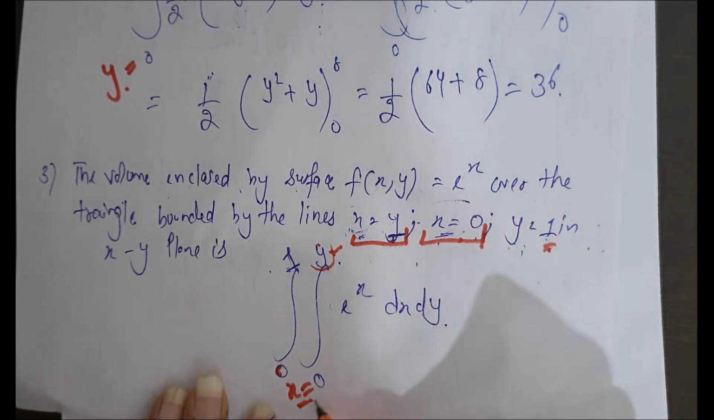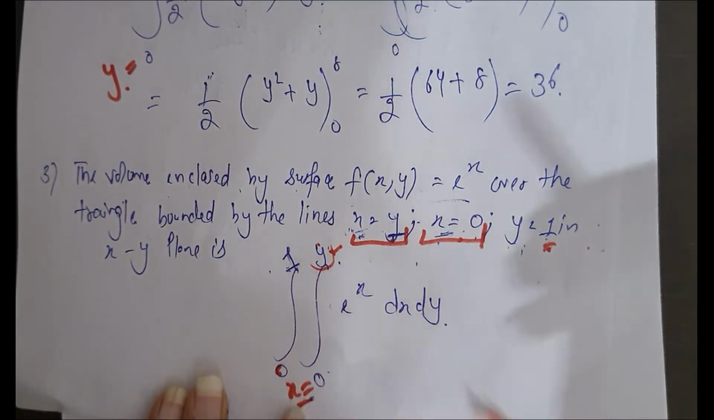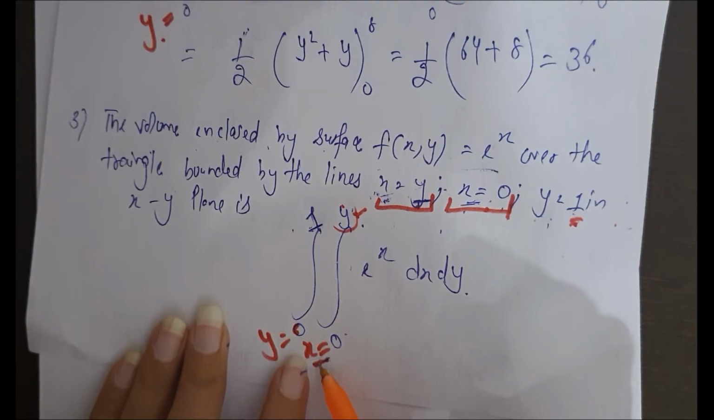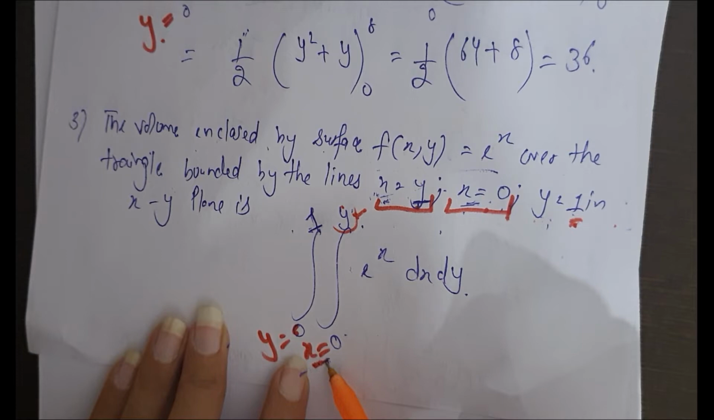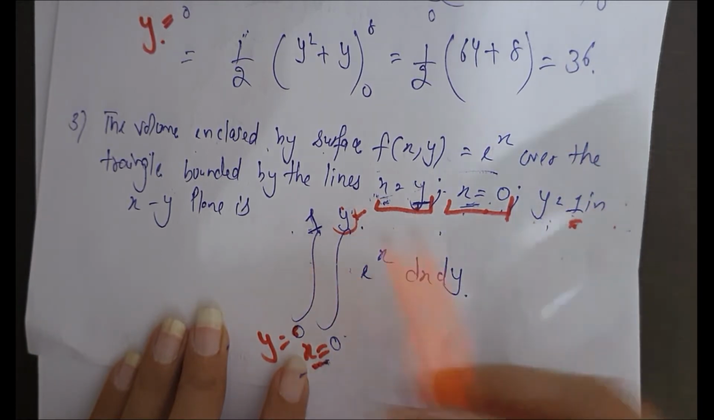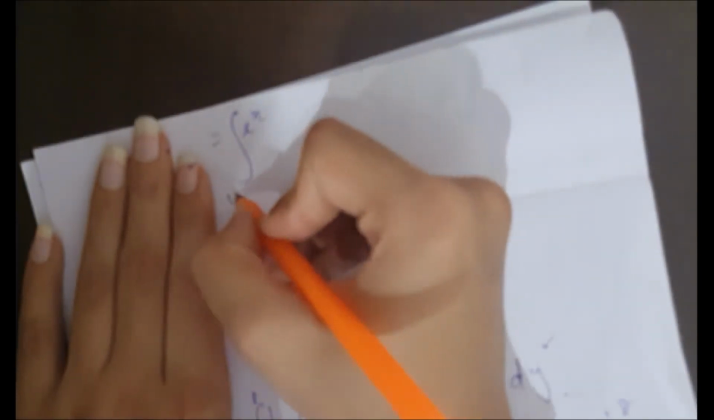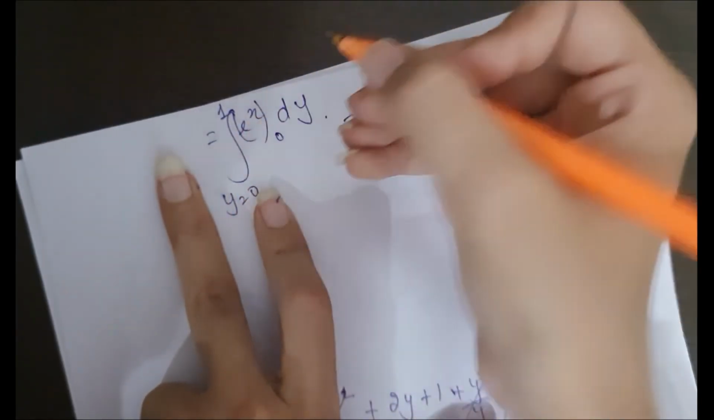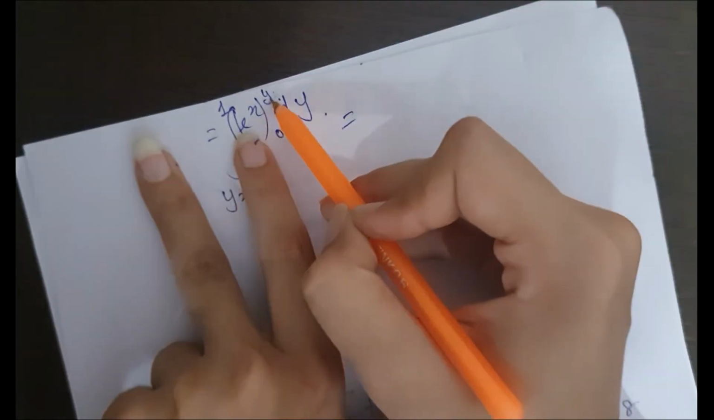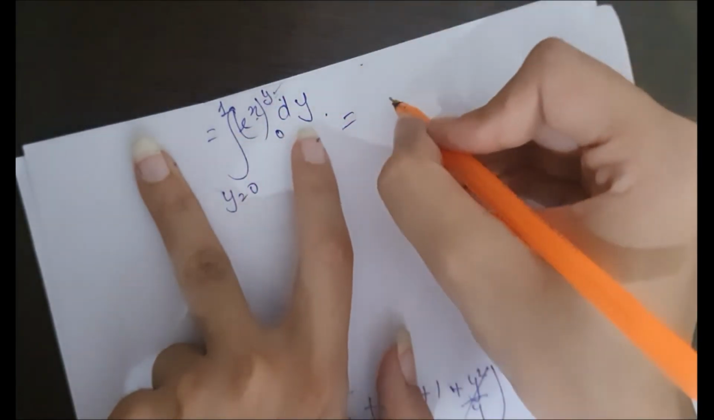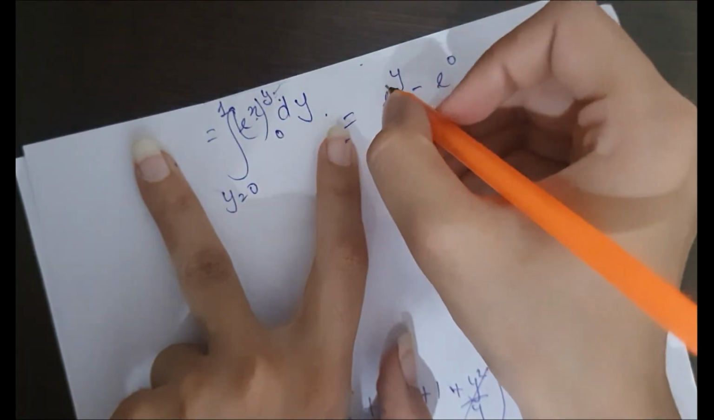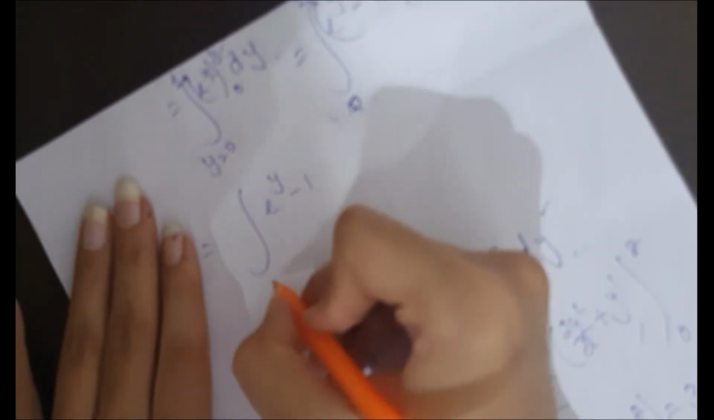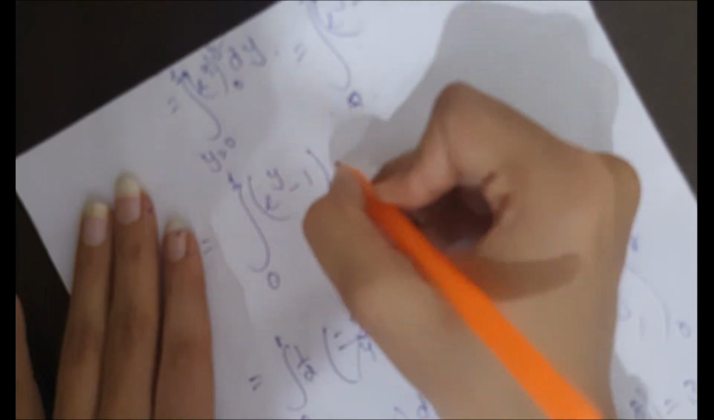Here y is constant and the x limit is variable. Now integrate it and you will get your answer. Here this is the limit of x. So firstly we will integrate with respect to x, then y. The y limit will remain intact. So the x limit is from 0 to y. Now put y in place of x. It will come out to be e^y minus 1, limits from 0 to 1, dy.